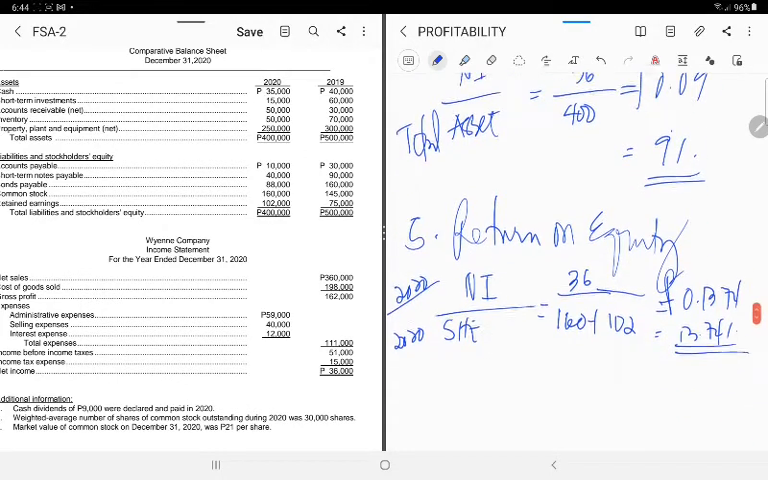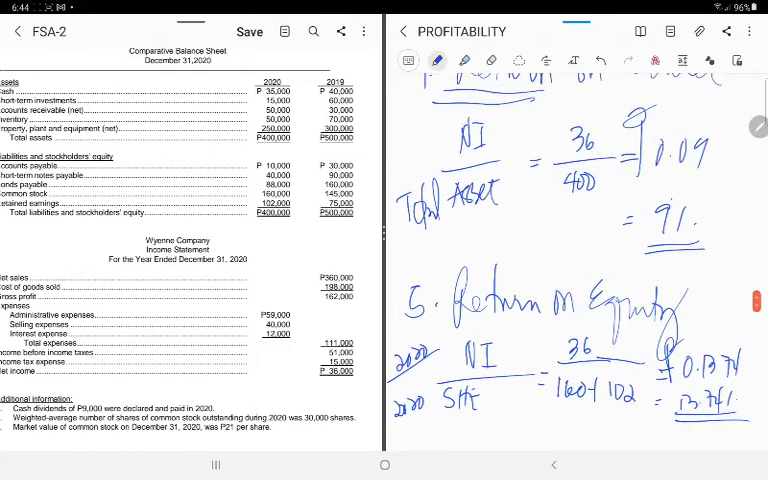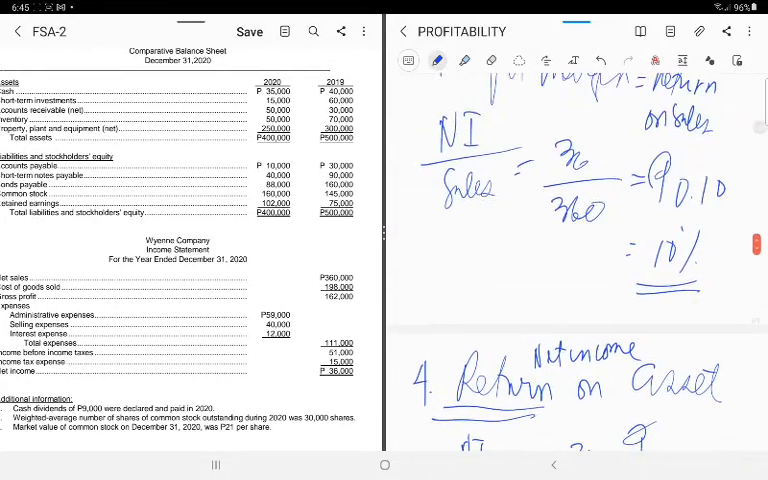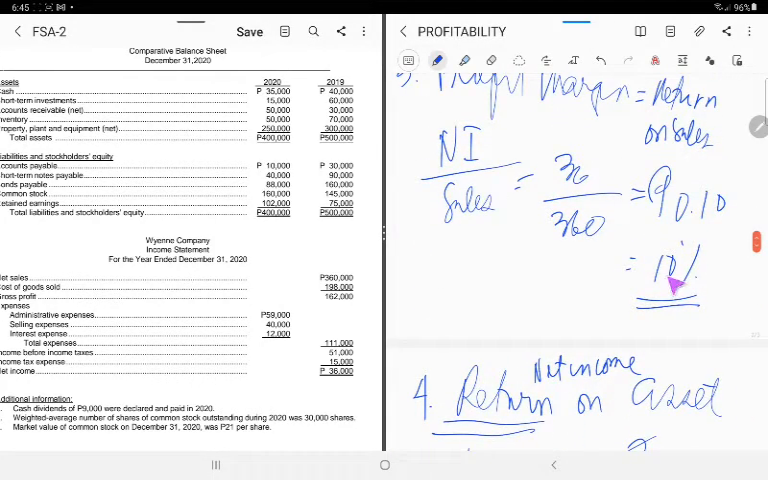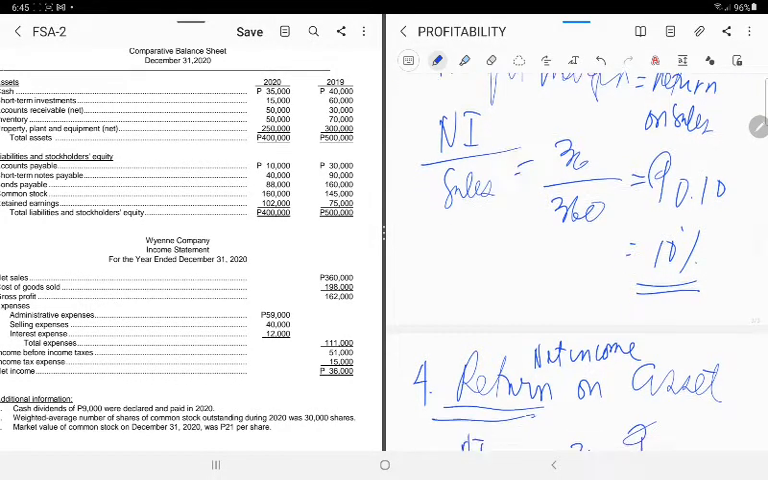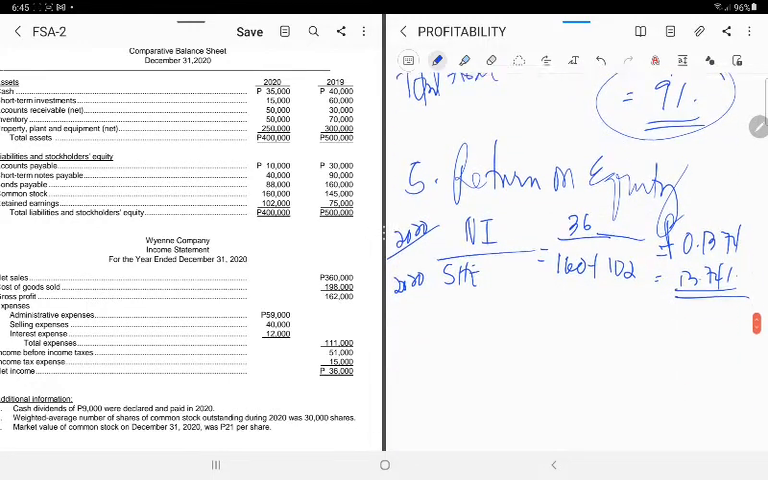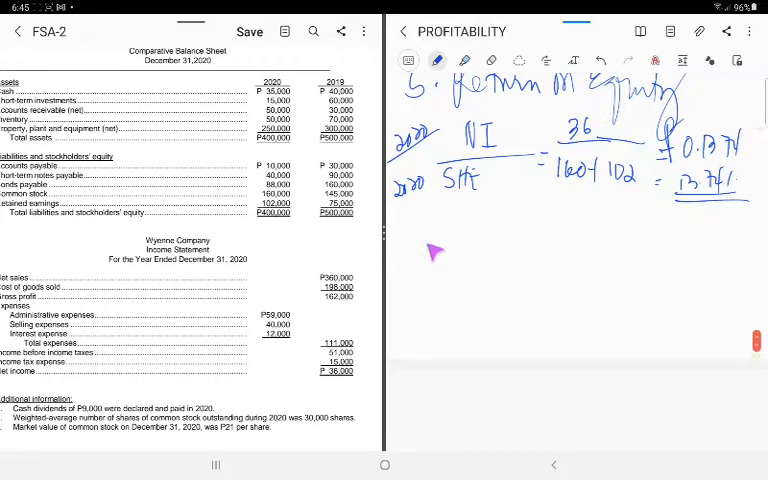So, for every peso of asset, you have around 9 cents as a return, or 9%. It's like that. It's just like your profit margin here. For every peso of sales, you will earn 10 cents. That is what it means. And, let's use DuPont analysis.